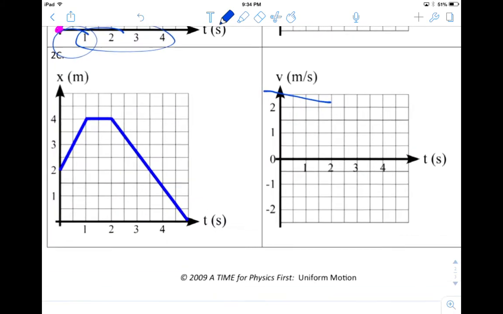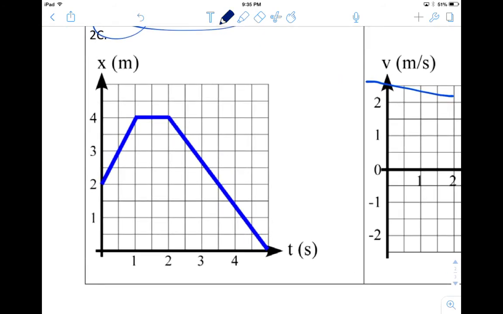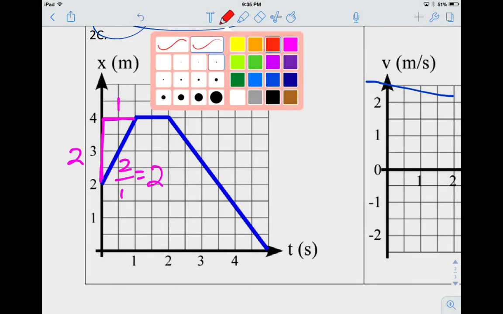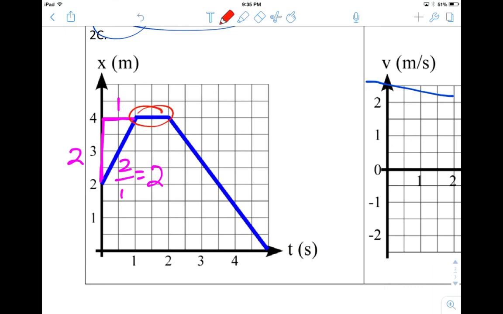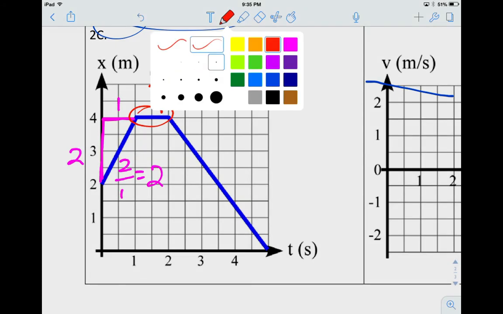And now finally this one. Now I've got 3 different slopes to find. One of them is really easy though. So this one I've got a rise over run, so that's 2 over 1. 2 over 1 equals 2. This section has no rise, so it would be like 0 over 1, which means 0.